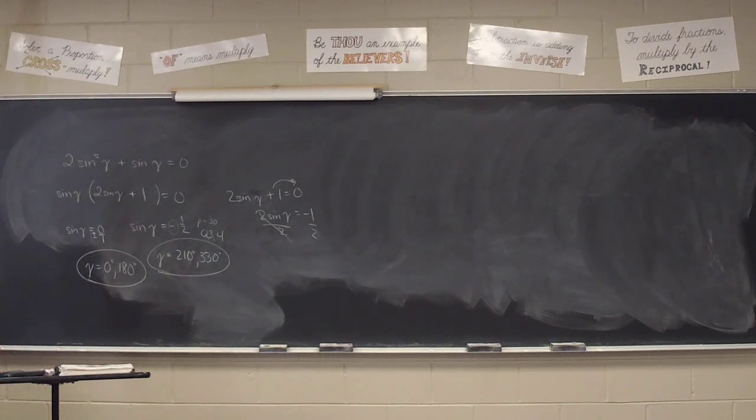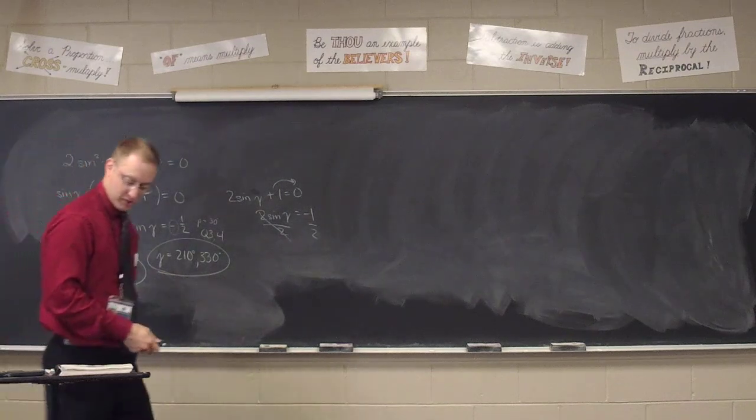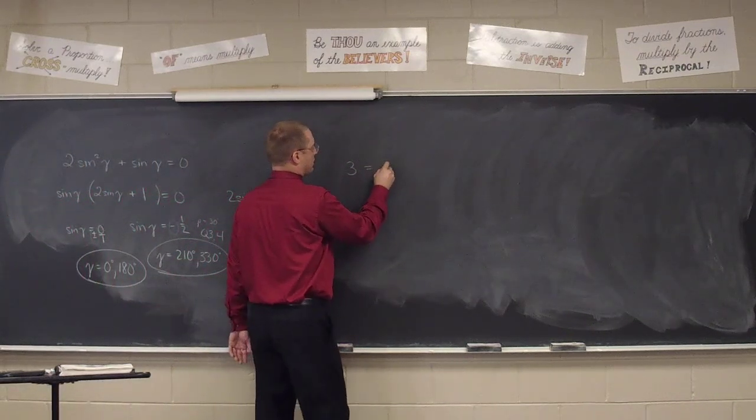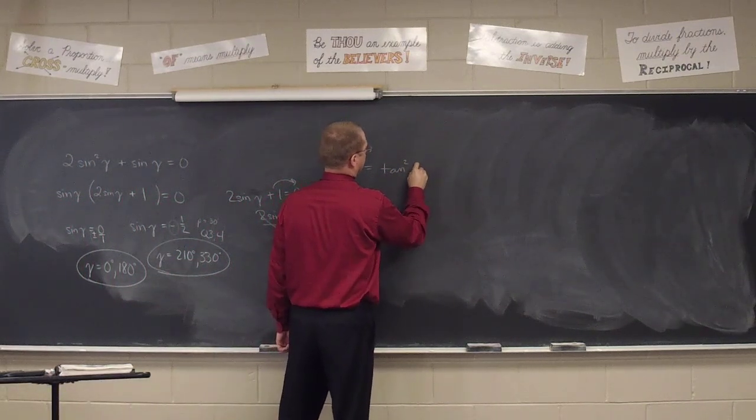Questions on that one? Start to get a feel for these equations. Let's take a look at number 4. This is a fun one. We have 3 is equal to the tangent squared kappa.